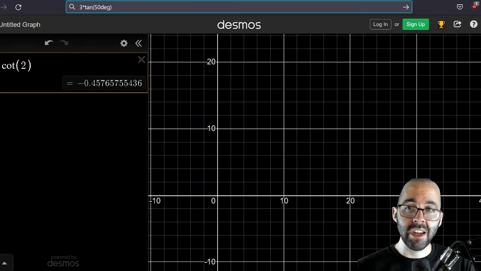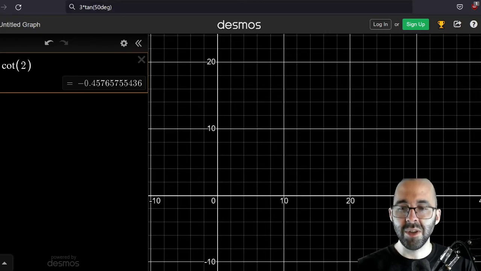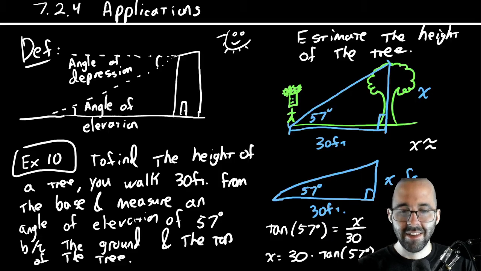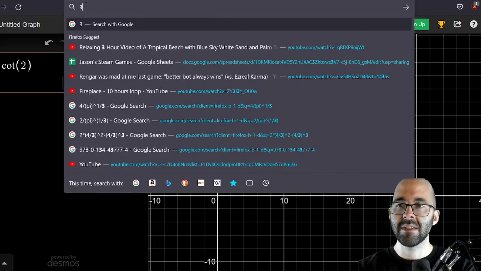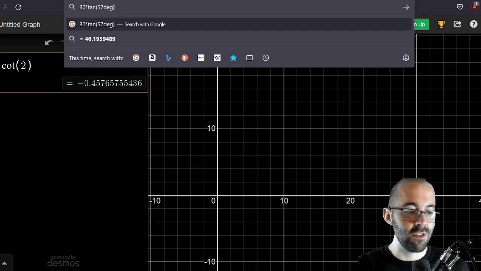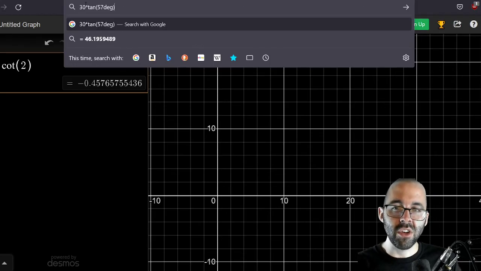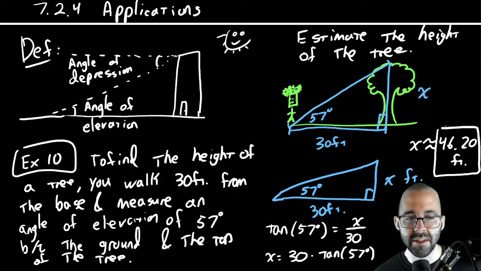We could use my favorite calculator, Google. Wait, whoa, this is very close. Kind of spooky, right? It was already written down. 30 times the tangent of 57 degrees. Make sure your calculator is in degrees, or if you're using Google, type in DEG. 46.20 approximately feet. Is about how high that tree is.